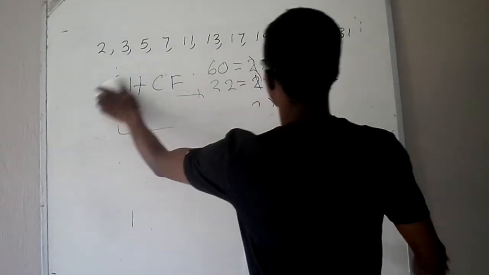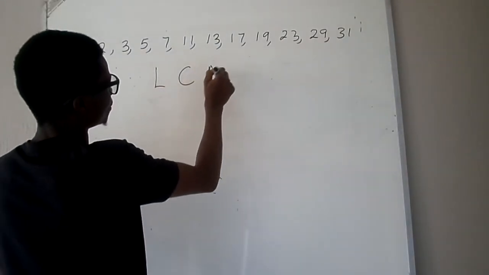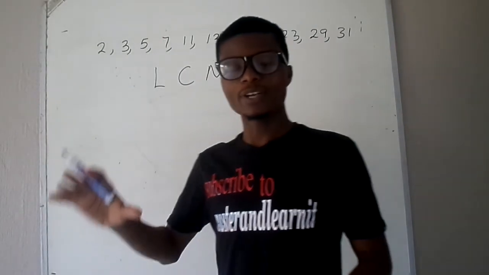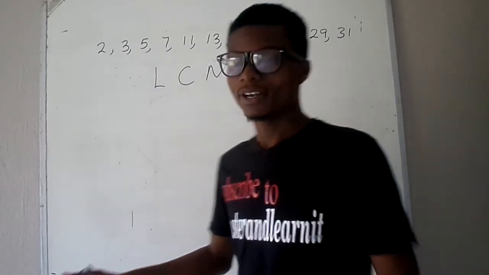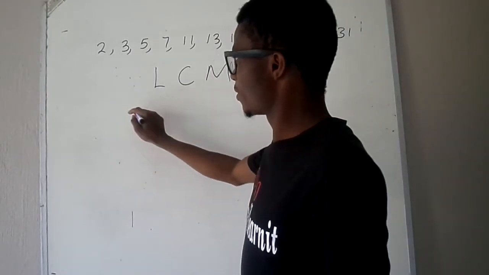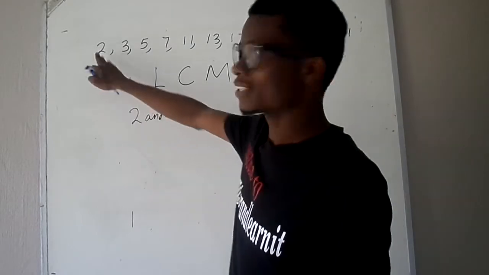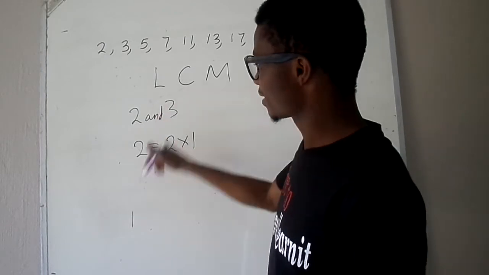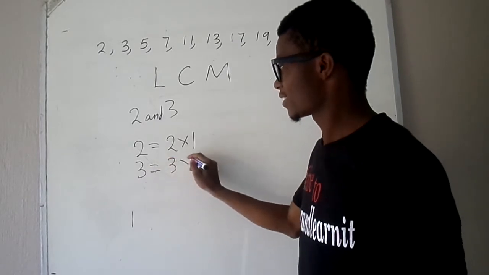Now let us move on to what is called the lowest common multiple. On the lowest common multiple, the only difference is we take the things that are common as well as the things that are not common. For example, what is the lowest common multiple of 2 and 3? We know 2 is a prime number, so writing 2 as a product of its prime factors is 2 times 1. Writing 3 as a product of its prime factors is 3 times 1.